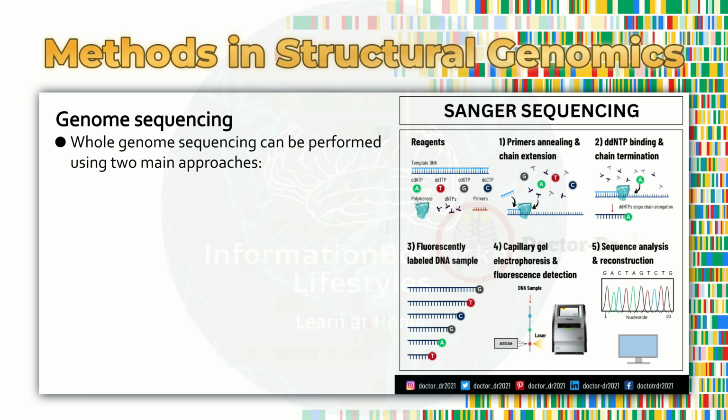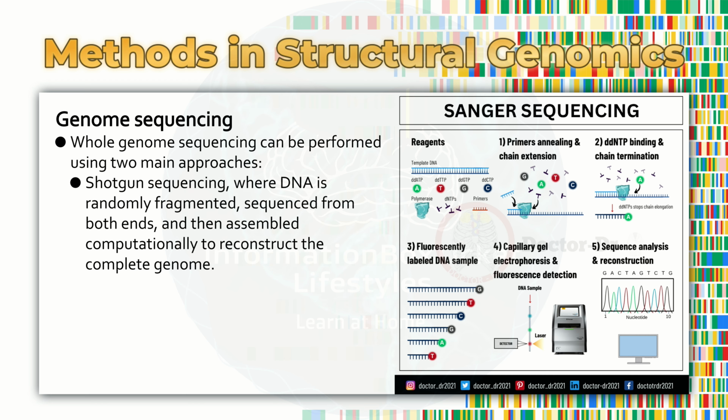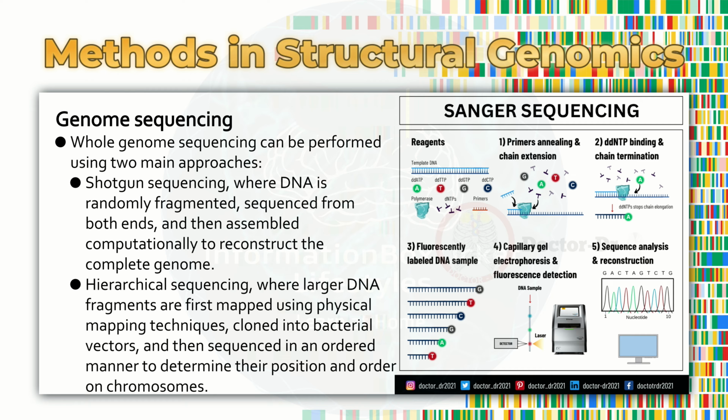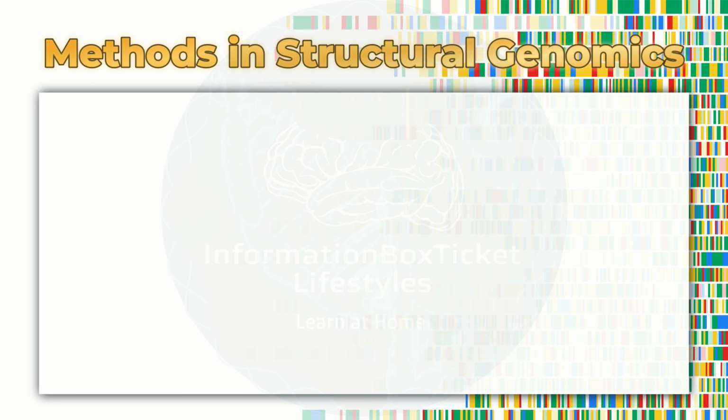Whole genome sequencing can be performed using two main approaches. Shotgun sequencing, where DNA is randomly fragmented, sequenced from both ends, and then assembled computationally to reconstruct the complete genome. Hierarchical sequencing, where larger DNA fragments are first mapped using physical mapping techniques, cloned into bacterial vectors, and then sequenced in an ordered manner to determine their position and order on chromosomes.